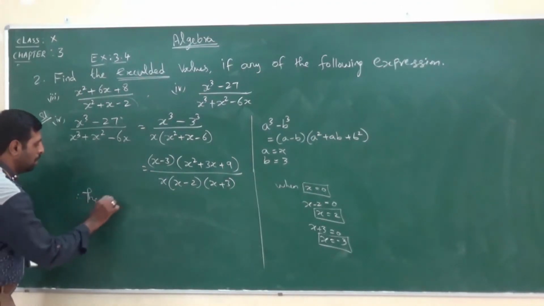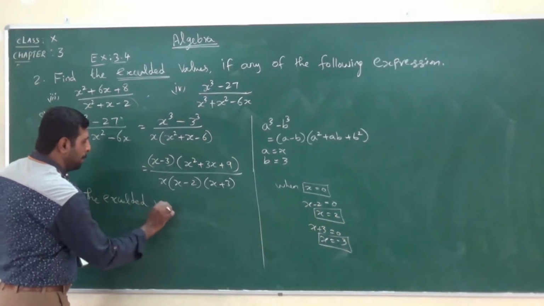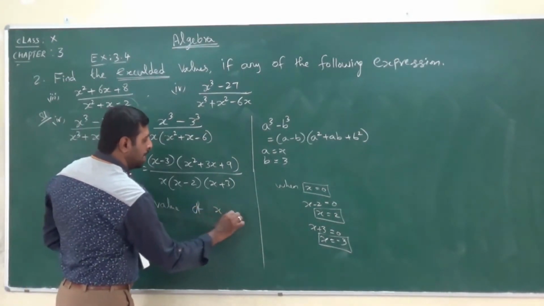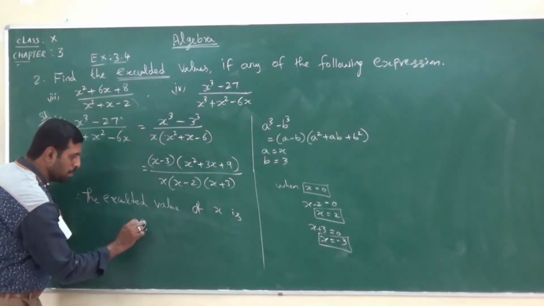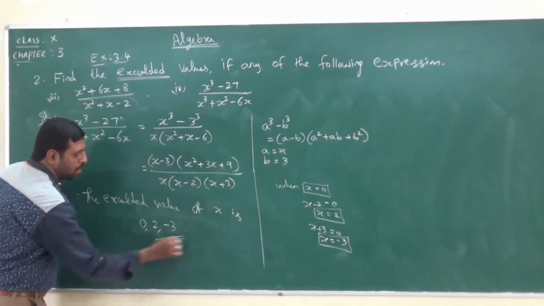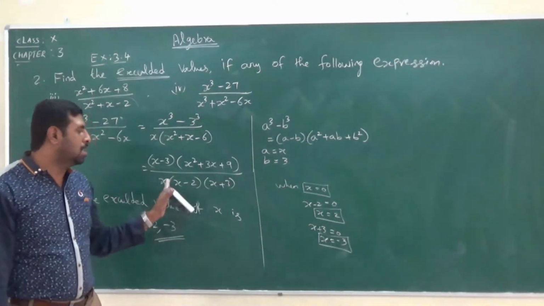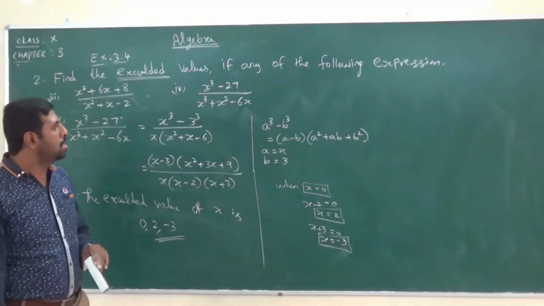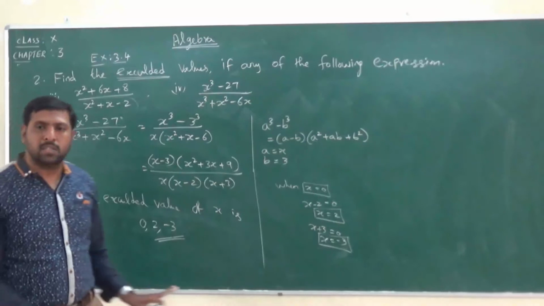Therefore, the excluded values of x are: one value is 0, another value is 2, another value is minus 3. Other than these values, if you apply any value of x, we get some values. So we want to omit these values, which are the excluded values of x.